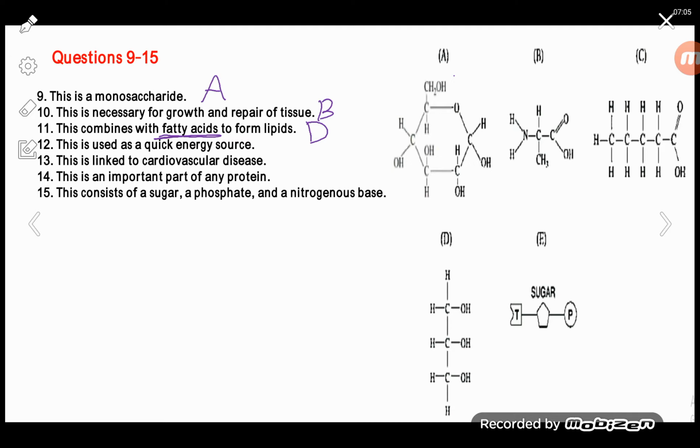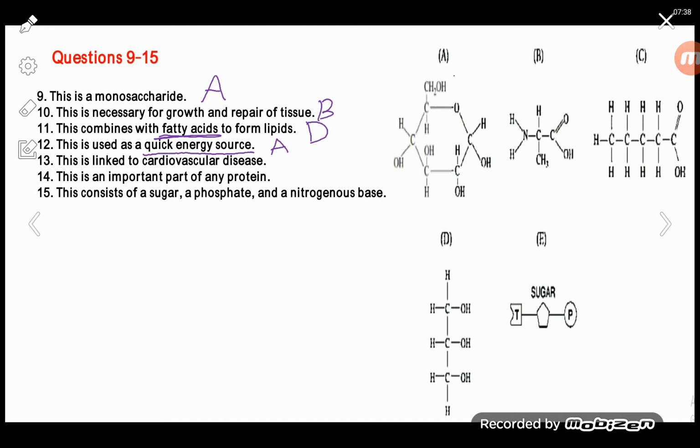Okay, so we need much more energy for our body. In that case our body will use lipids as a source of energy. About proteins, I told you it will not be used as a source of energy. It will be used only for growth and development and repairing the tissues. So which one supplies energy quickly? The answer for this question will be A. Okay, glucose will supply energy to the body.